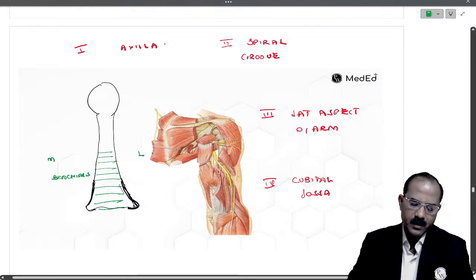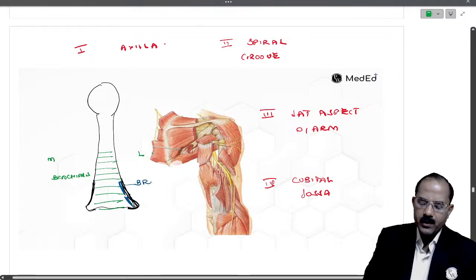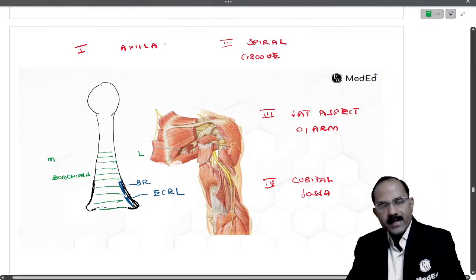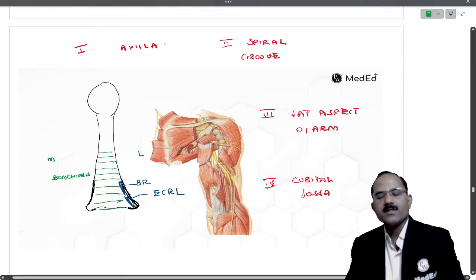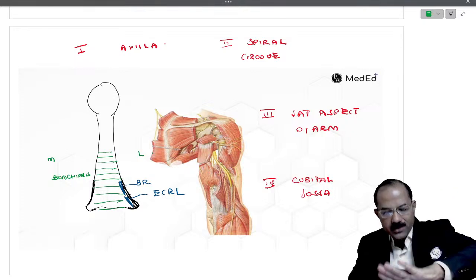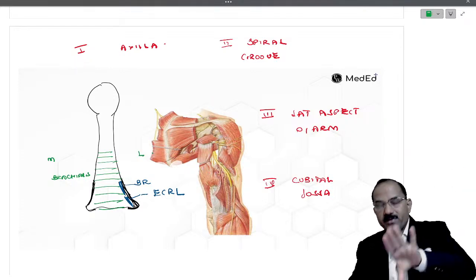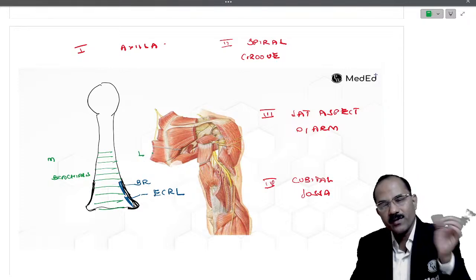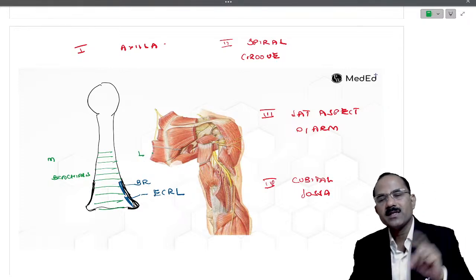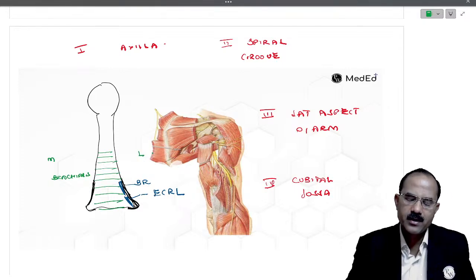Two muscles are arising from here. Can anyone tell me what these two muscles are? The brachioradialis and the extensor carpi radialis longus, right? So the brachialis arises from the anterior aspect of the shaft of the humerus. From the lateral supracondylar ridge, two muscles arise: the brachioradialis and the ECRL, extensor carpi radialis longus.